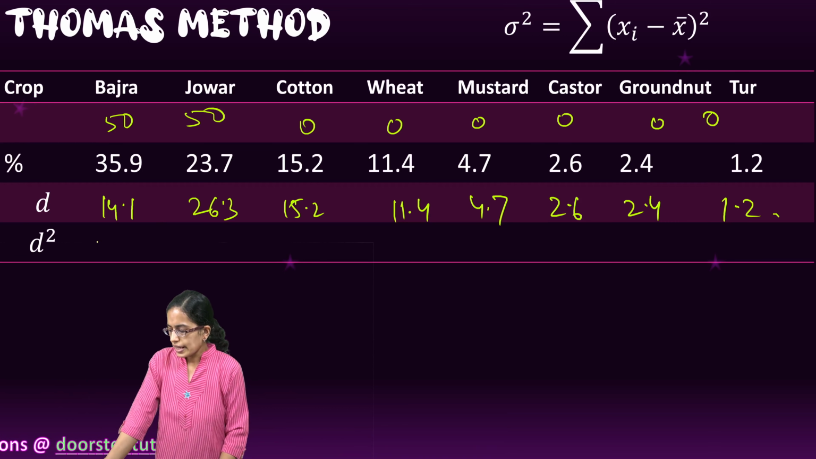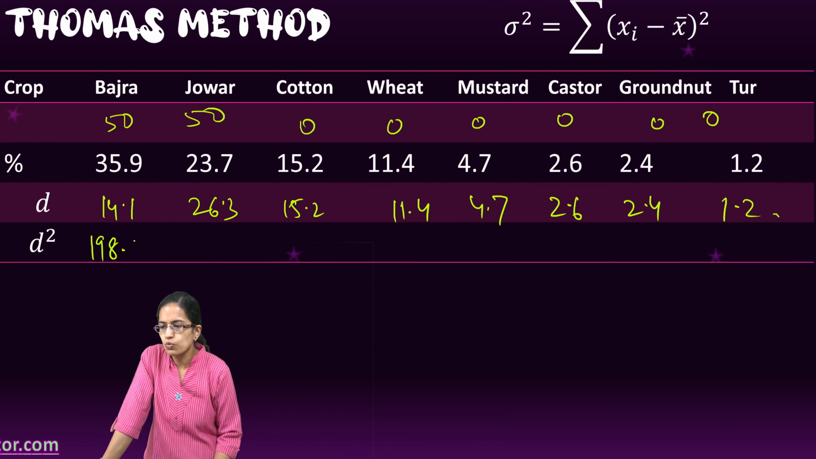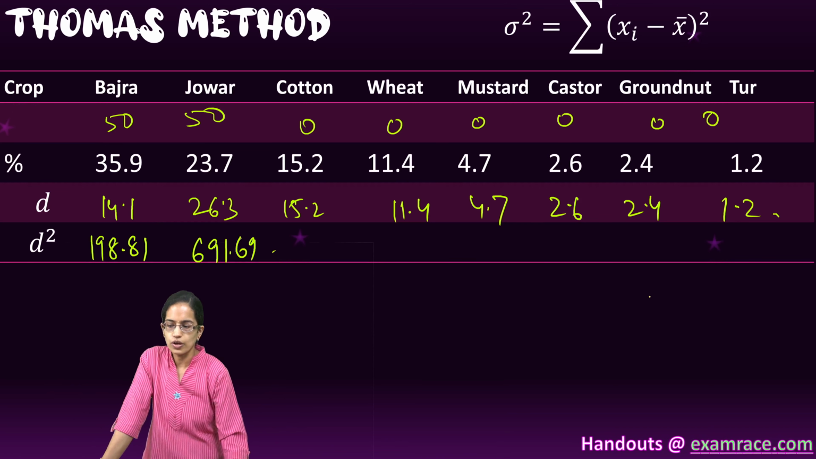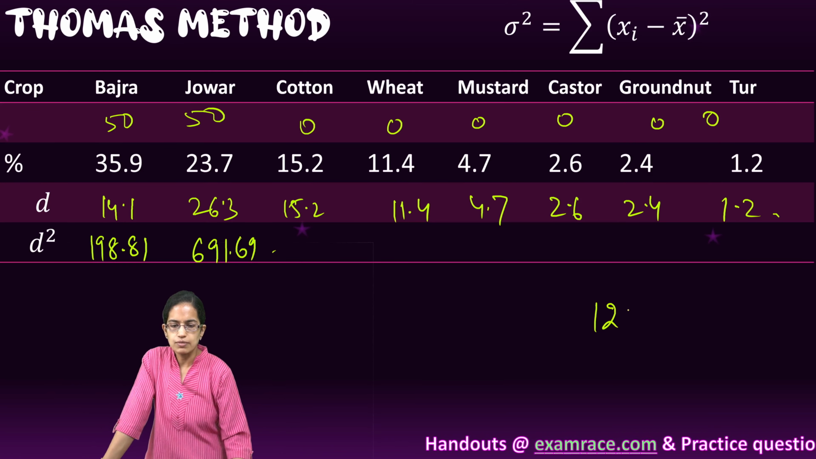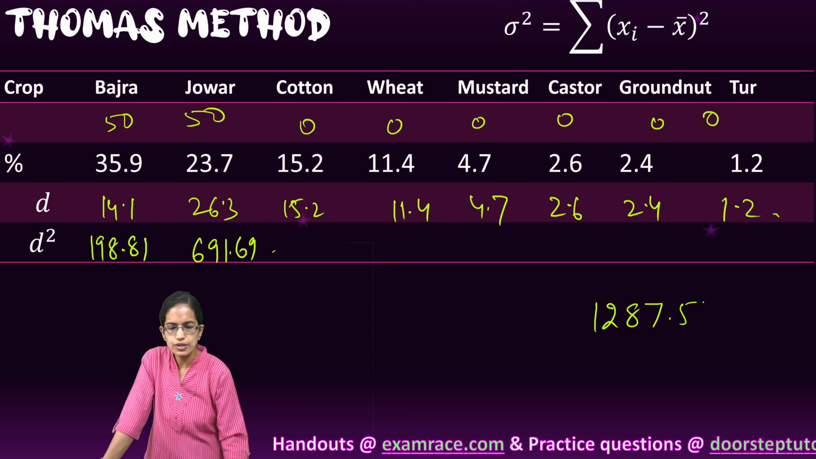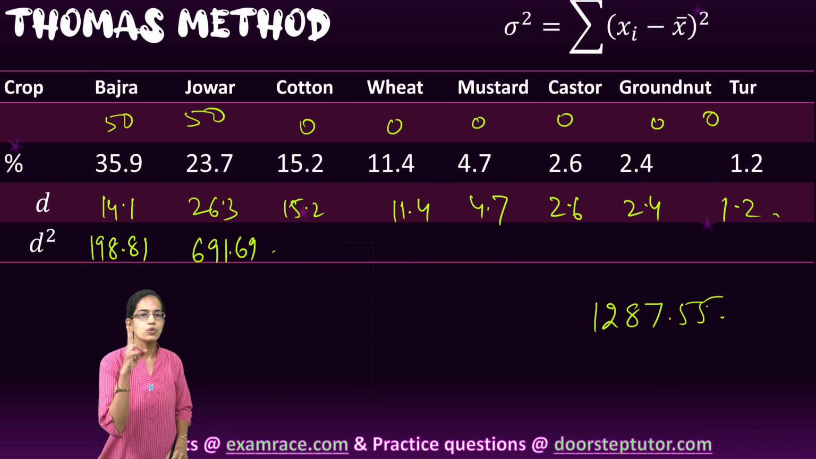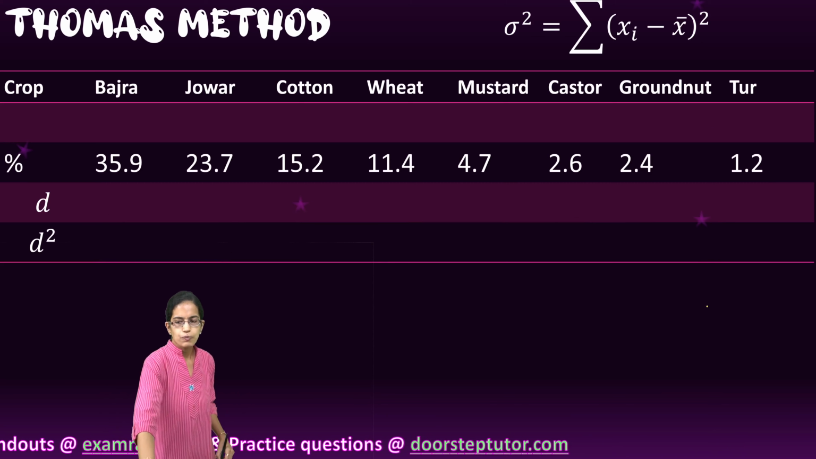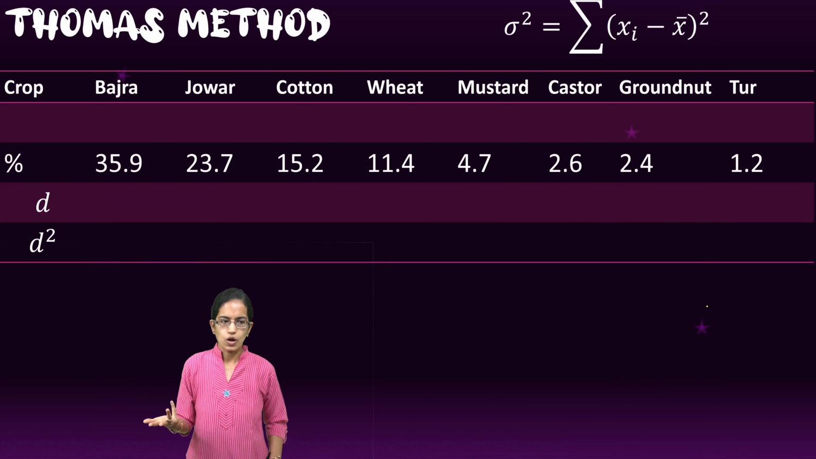Now I take the d square for all of those, so 198.81, 691.69 and so on. I add up all these values, and it comes to 1287.55. So this is when you have 2 crops. Now I move to 3 crops.